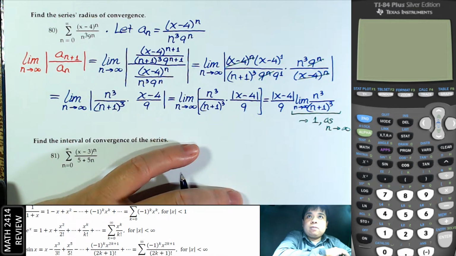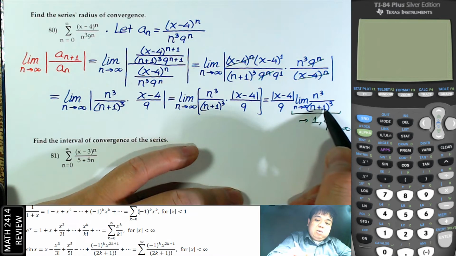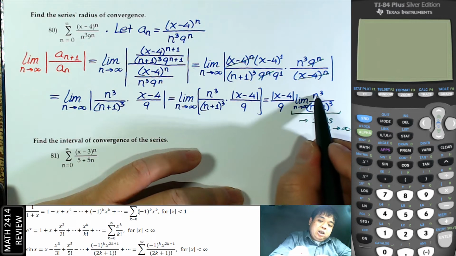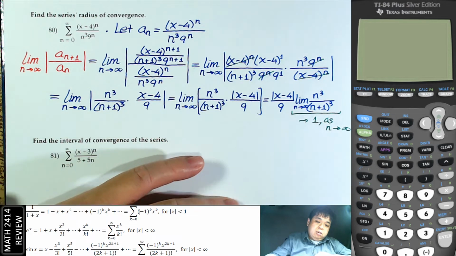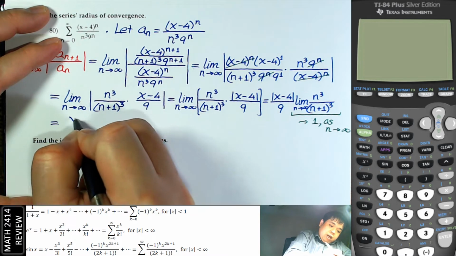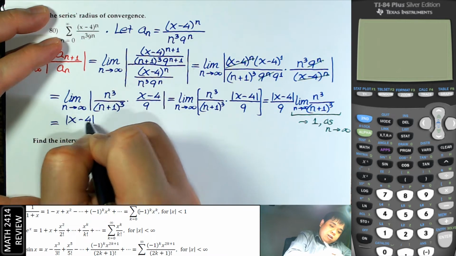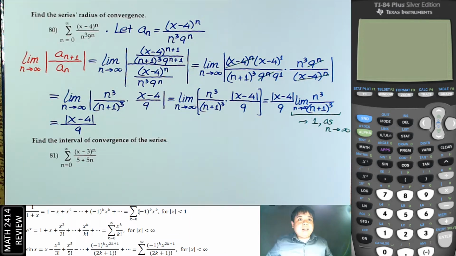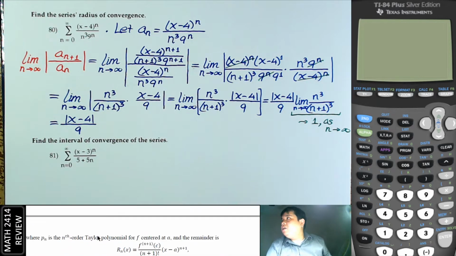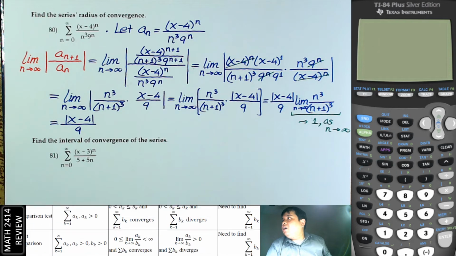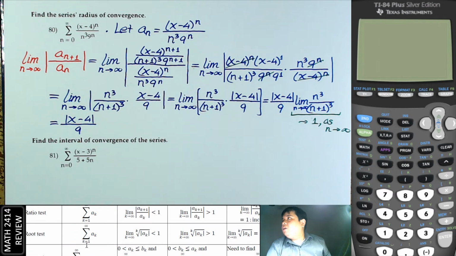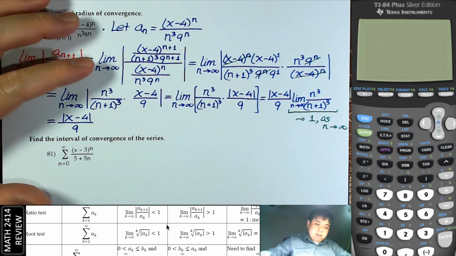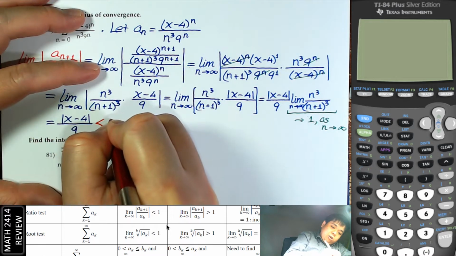Because n is significantly bigger than 1, we just drop the 1. N cubed over n cubed is 1. So from that, this is equal to the absolute value of x minus 4 divided by 9. So that is the ratio. Now the ratio test says that if the ratio is less than 1, it is convergent. So we need this to be less than 1 to be convergent.